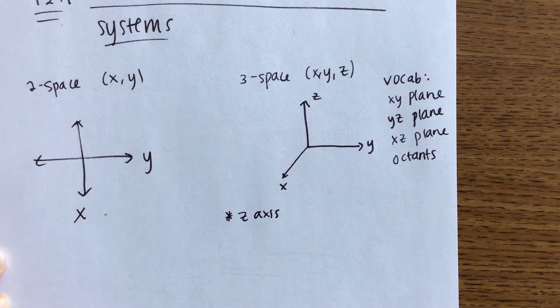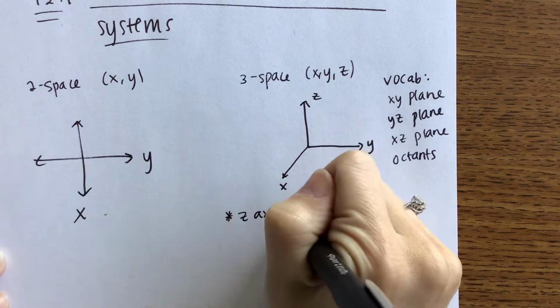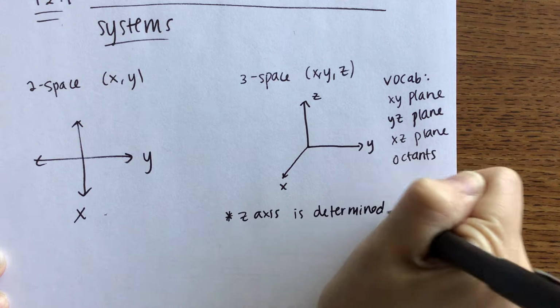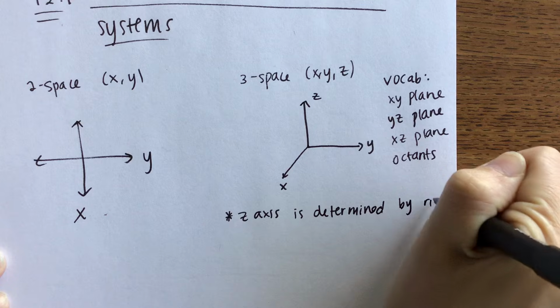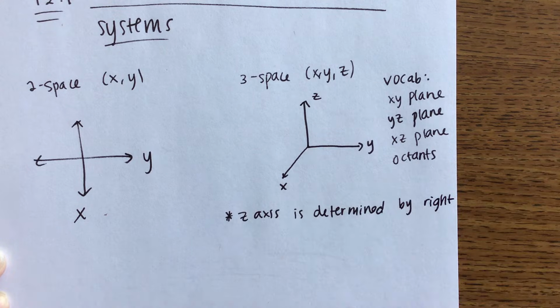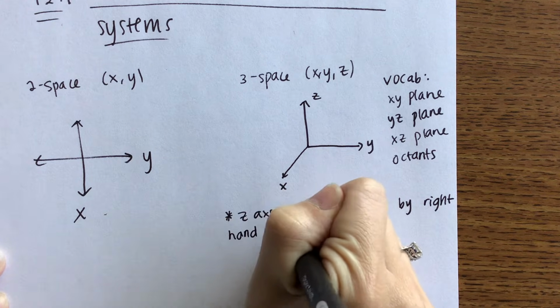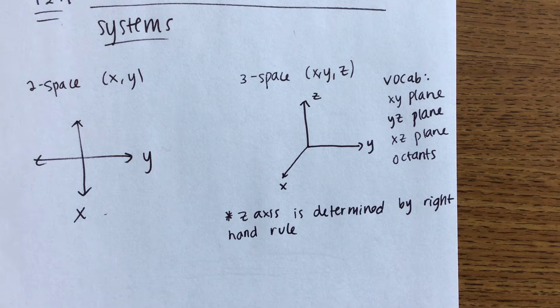This I think you've heard before. The z-axis is determined by the right-hand rule. Have you guys done that in physics? No? Oh, okay. So right-hand rule you are going to do in physics, I'm fairly certain. Maybe you just haven't gotten to it yet. Those of you in AP, at least.